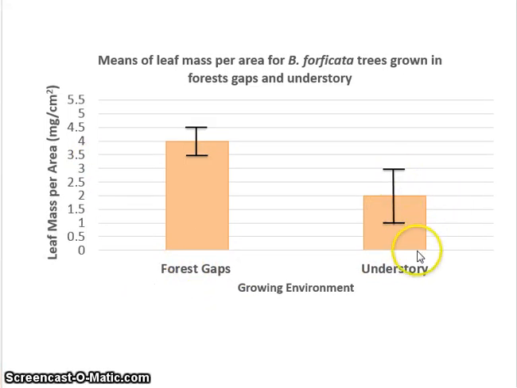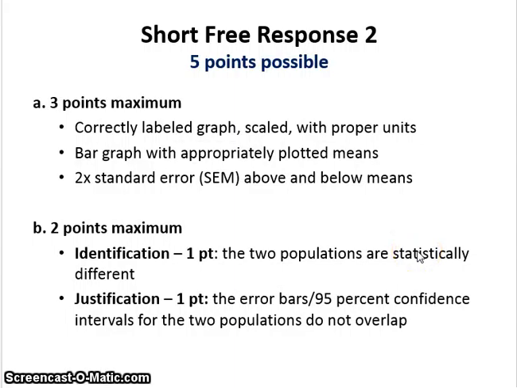Let's go ahead and look at the rubric for this question really quick. You get points for correctly labeling, graphing, and the proper units on the graph. The bar graph has the correct means on it, and you have the correct standard error of the means on those as well. Those are the bars that show you how good your data is.